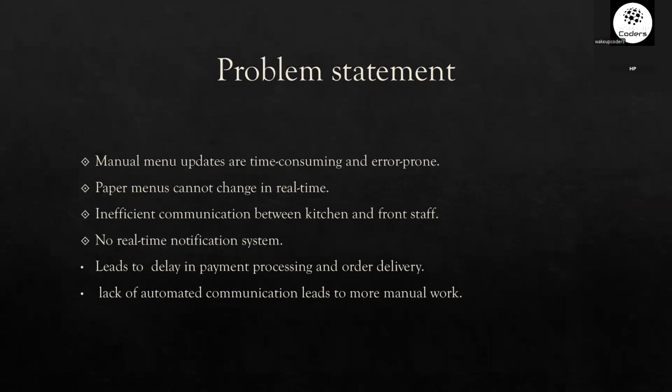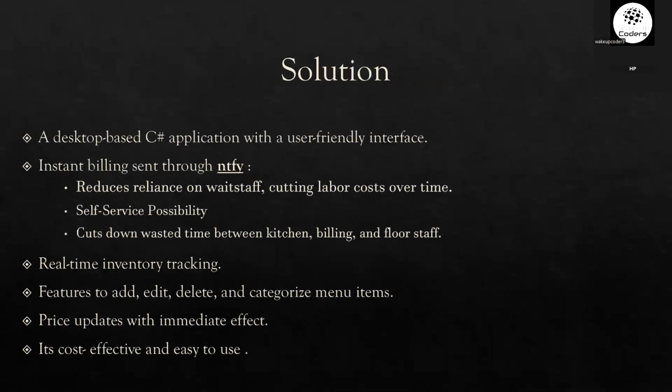Now, problem statement. The problem with the traditional menu management system is that manual menu updates are time consuming and error prone. Paper menus cannot change in real time. There is inefficient communication between kitchen and front staff. There is no real time notification system, which further leads to delay in payment processing and order delivery. Also, there is lack of automated communication, which leads to more manual work.